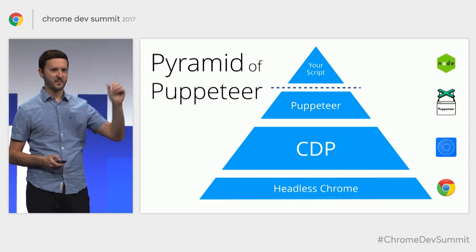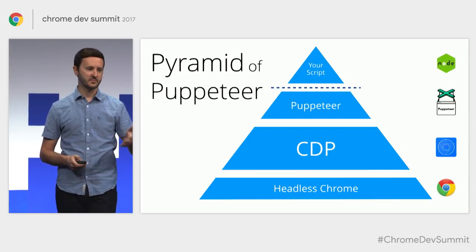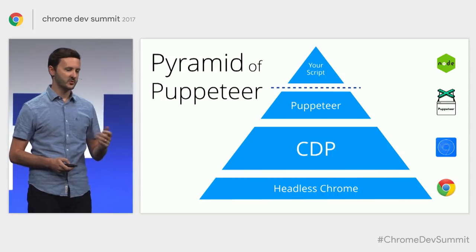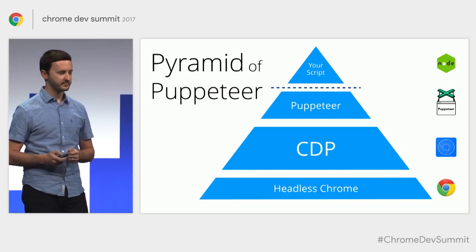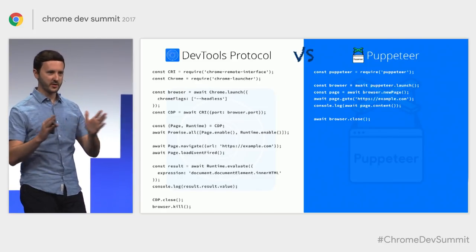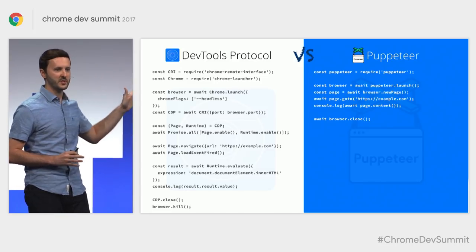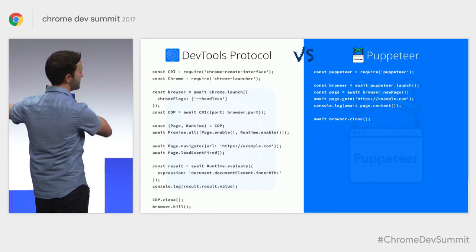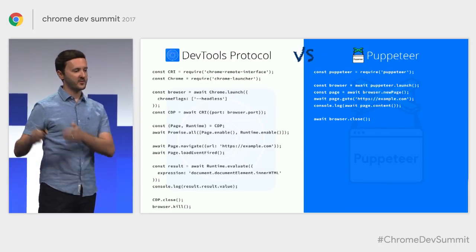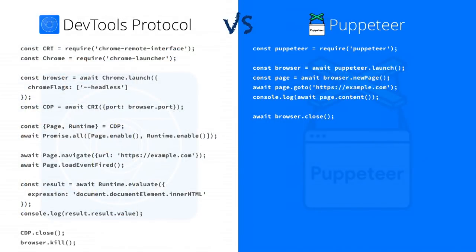And at the very top, that is your unit test, your smoke test, your automation scripts, the scripts you're going to write in Node.js. So I just want to show a quick comparison. Don't worry about this code too much. On the left, you're going to see how to use the DevTools protocol. And on the right is the Puppeteer version. We're just navigating to a page and printing the HTML, something very simple to do. But actually pretty complex to do in the DevTools protocol.